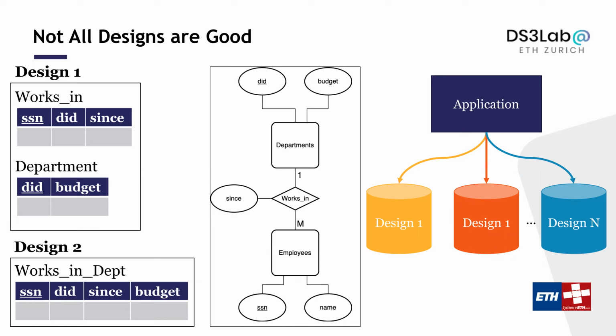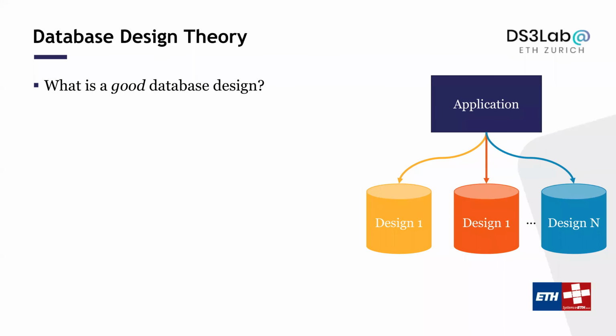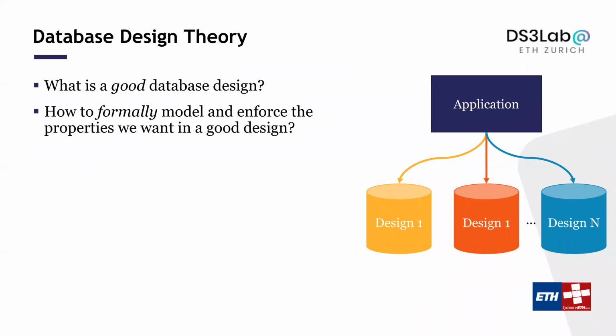The thing we really want to understand is precisely how we can reason about different designs, how we can pick one that performs well for your application, and what is the principle behind it. This is what we call database design theory. The goal is to understand what a good database design is, and also how to formally model and enforce the properties we want in a good design.